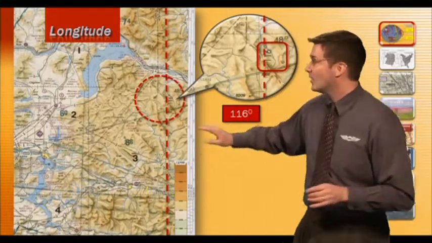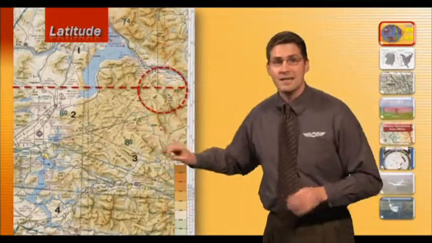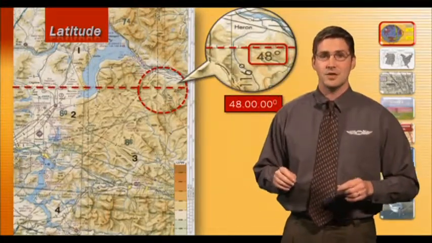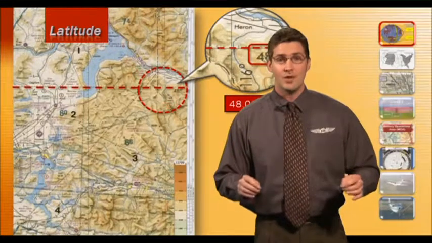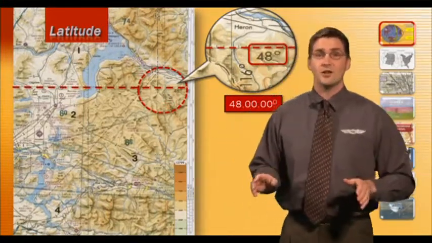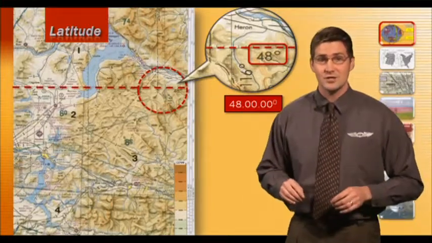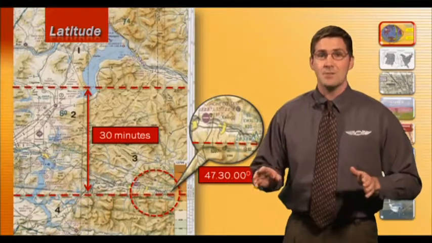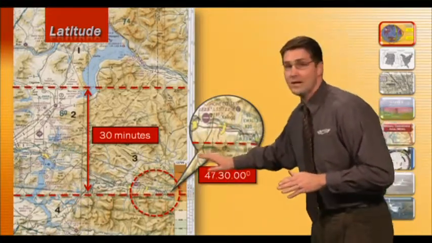Lines of latitude are marked exactly the same way. In this example, you can see the 48-degree line of latitude. We know it's the 48-degree north line because we are north of the equator. Now, lines of latitude are divided just like lines of longitude. Below the 48-degree line of latitude is a line marking 47 degrees and 30 minutes.